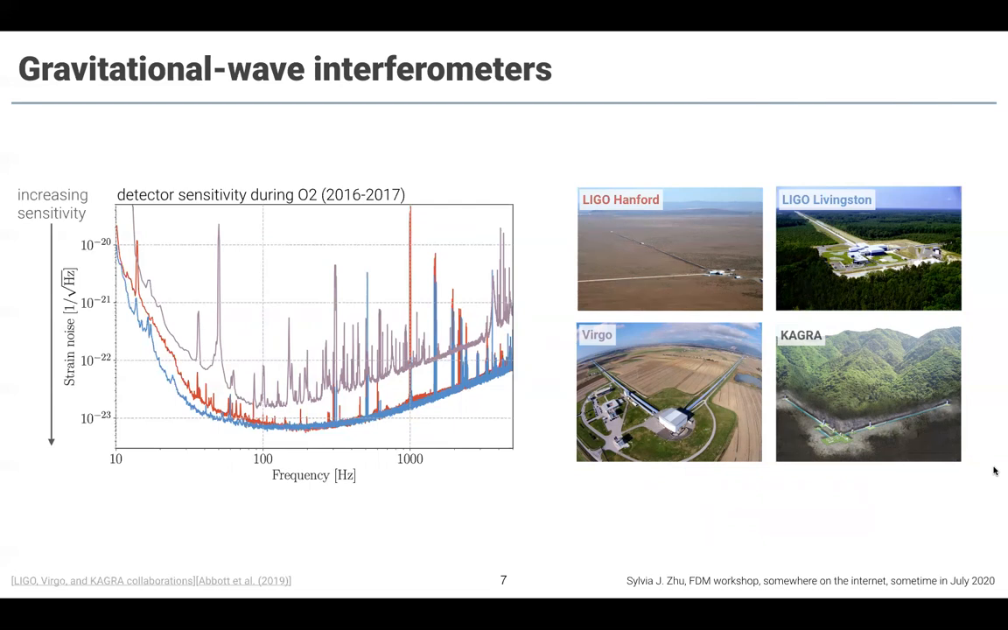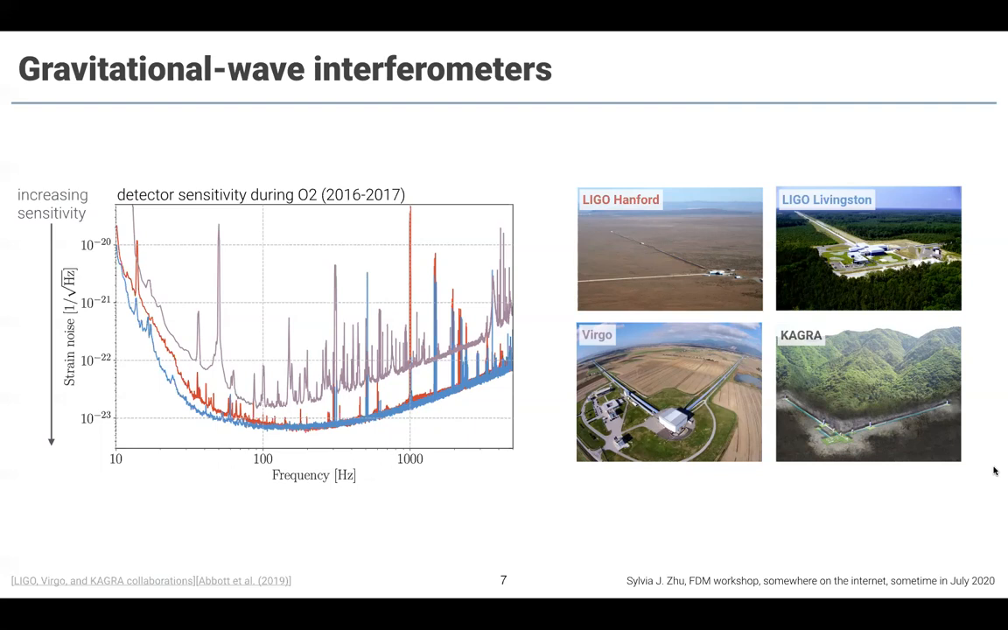So the current generation of gravitational wave interferometers, there's a handful around the Earth. The ones I'm focusing on today are going to be LIGO Hanford and LIGO Livingston, which are the two LIGO detectors in the US. There's also Virgo in Italy and KAGRA, which is starting operations in Japan.